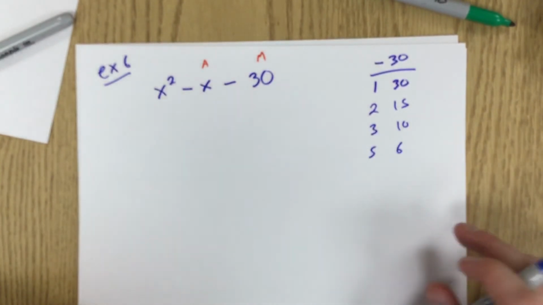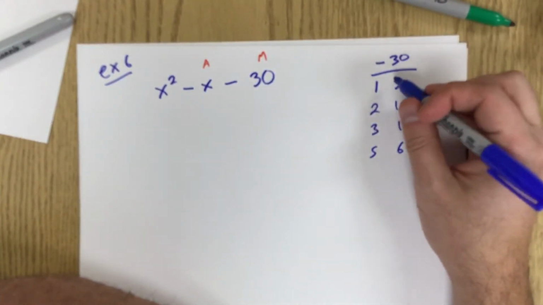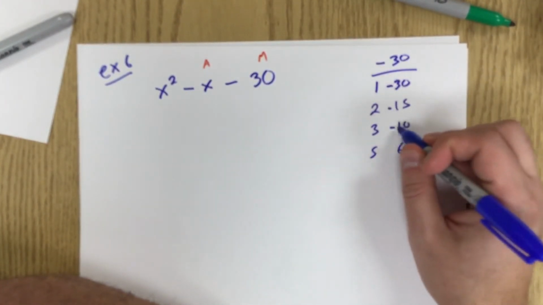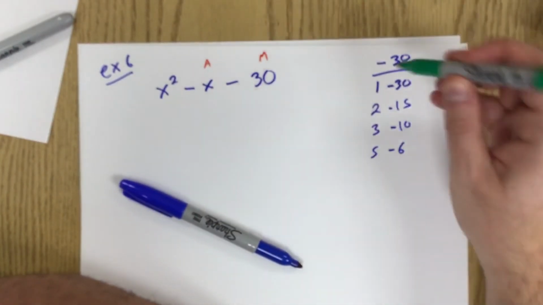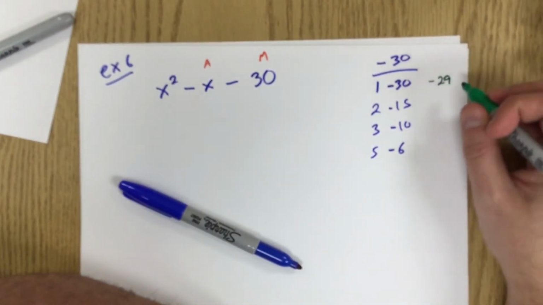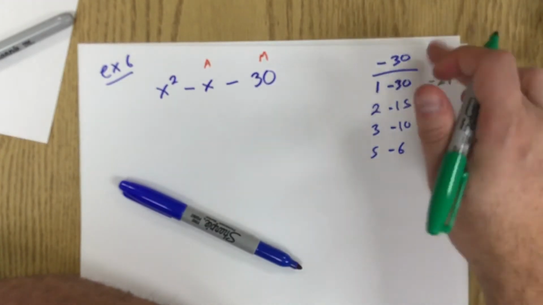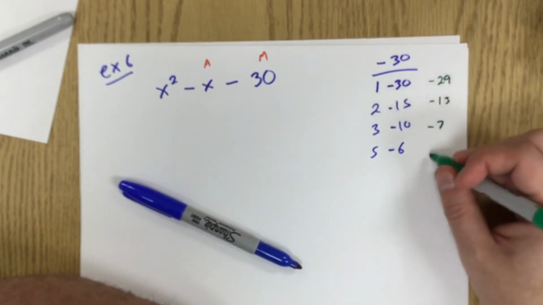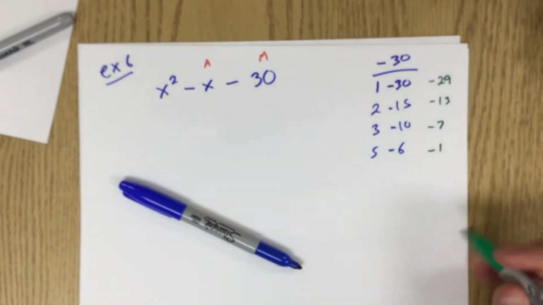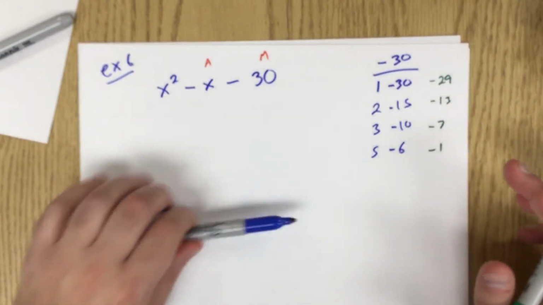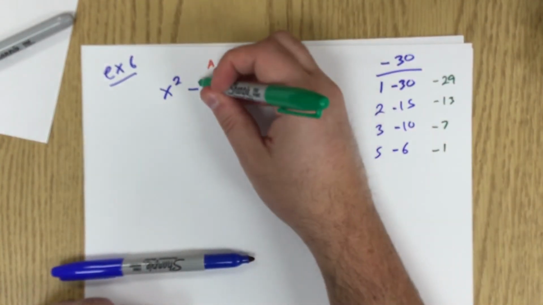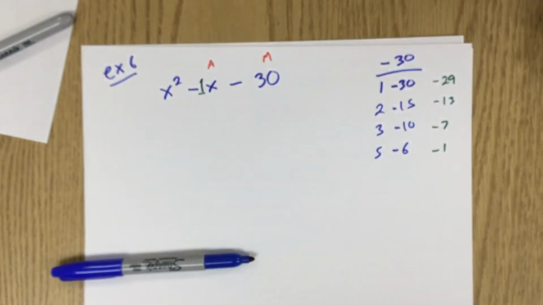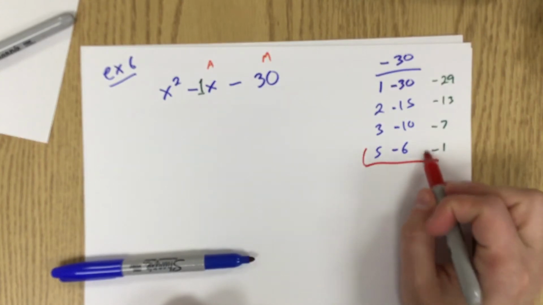And we know it has to add up to a negative, which means that the bigger number is going to have to be the negative one. So 1 and minus 30 is minus 29. But if you didn't get what I just did there, just write all the examples. Minus 13, minus 7, minus 1. Did any of these work? Well, it turns out one of them actually did. So when it says minus x, there's kind of an invisible 1 there. So it's minus 1x. Which means that the winner is these guys over here.